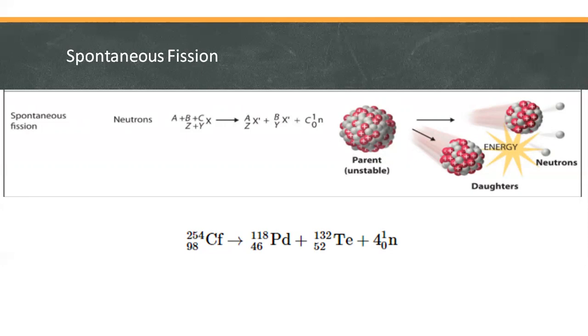Similarly, the sum of the atomic numbers of the products, 46 plus 52 plus 4 times 0, is equal to 98, the same as the atomic number of the parent nucleus. Sorry, that's not for atom, rather, it's for neutron. So in this case, californium is being transformed into palladium and tellurium, sorry, I forgot the T, and 4 neutrons.